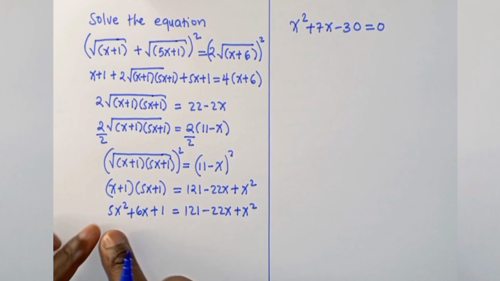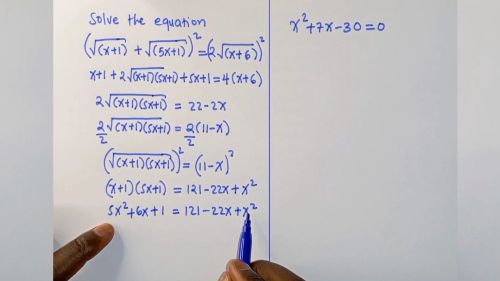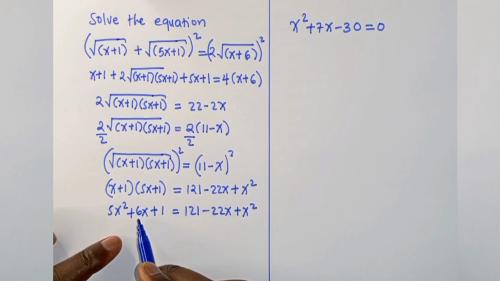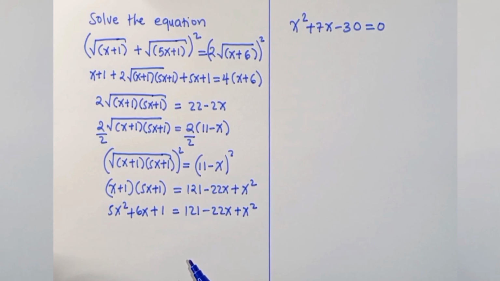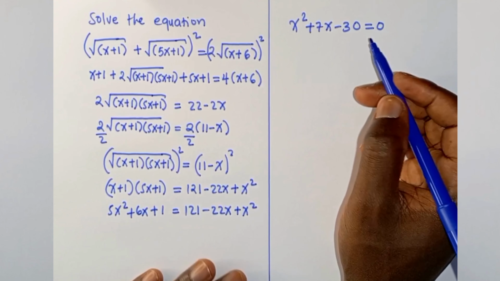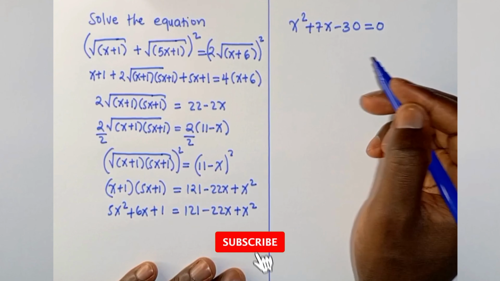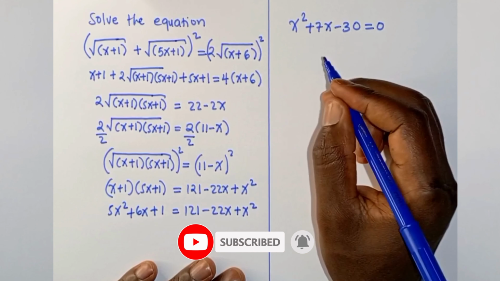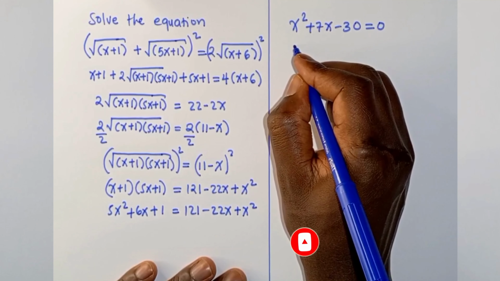So you rearrange and divide through by a common factor. You will have something like 4x square plus 28x minus 120. Dividing throughout by a common factor, which is 4, we shall have x square plus 7x minus 30 is equal to 0.